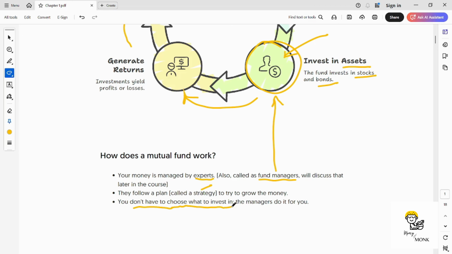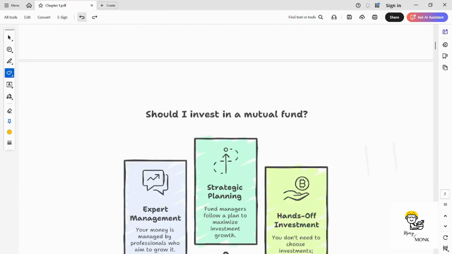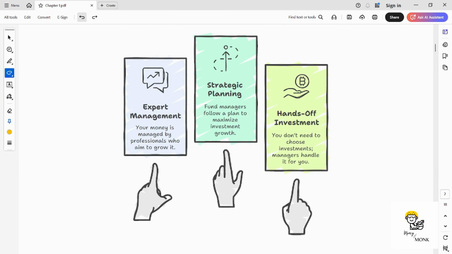Now, the good part about a mutual fund is you do not have to choose what to invest in. Maybe we don't have the right skills or the right resources to make those decisions. But the fund managers do it for you because they have access to it. They have the resources and the intellect to pick the right stock or investment based on the investment objective. So it takes the manual part away.